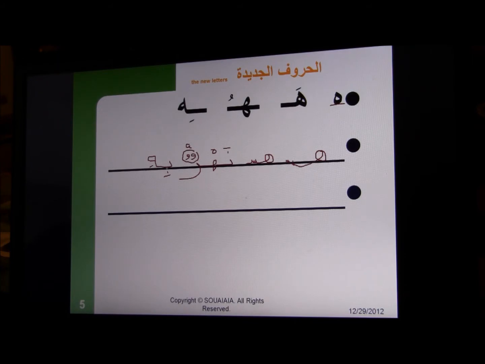But if the letter before it does not connect, then it reverts to the isolated form. For example, ra, ha, if that was a word. The ha reverts to the isolated because the ra does not connect this way. So the final ha may look like this, or may look like this. It's tricky, keep on practicing. The initial one is like this, the medial one is like this, the final one is either like this, or just like this.